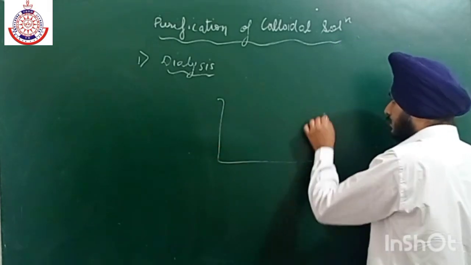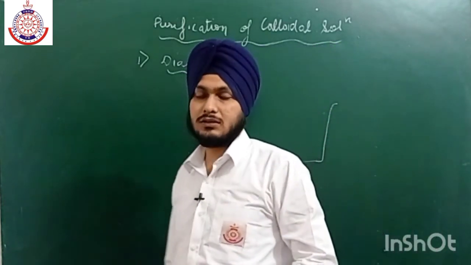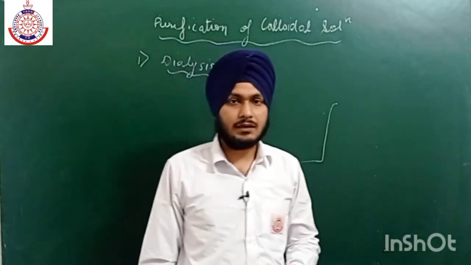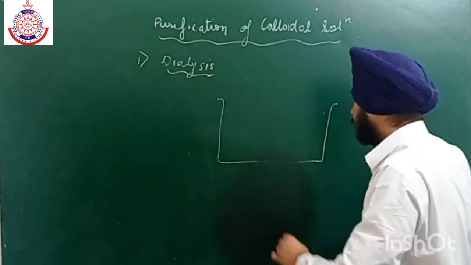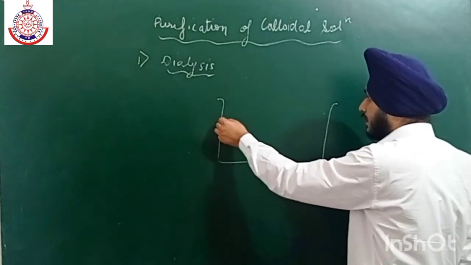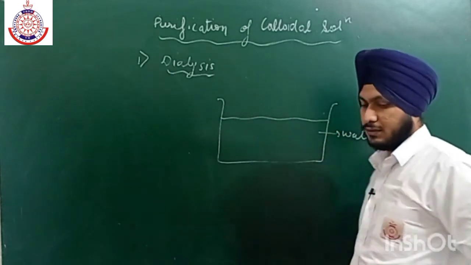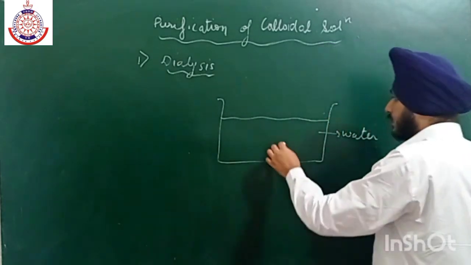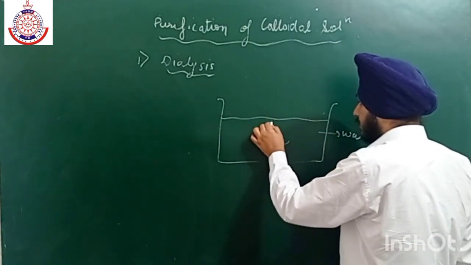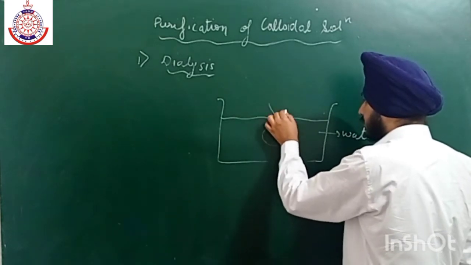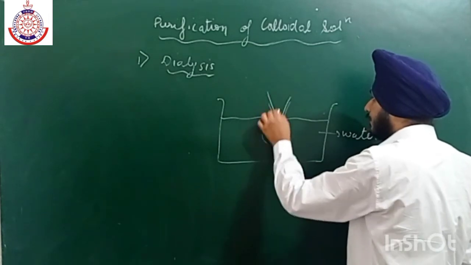We have to take the animal membrane in the form of a bag, and a funnel is attached on the top of this bag. The bag is like this. We take the animal membrane in water. Here we attach a funnel.